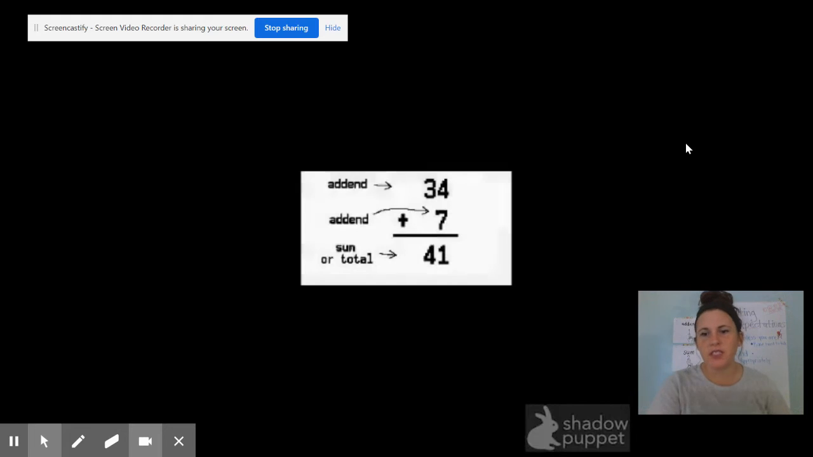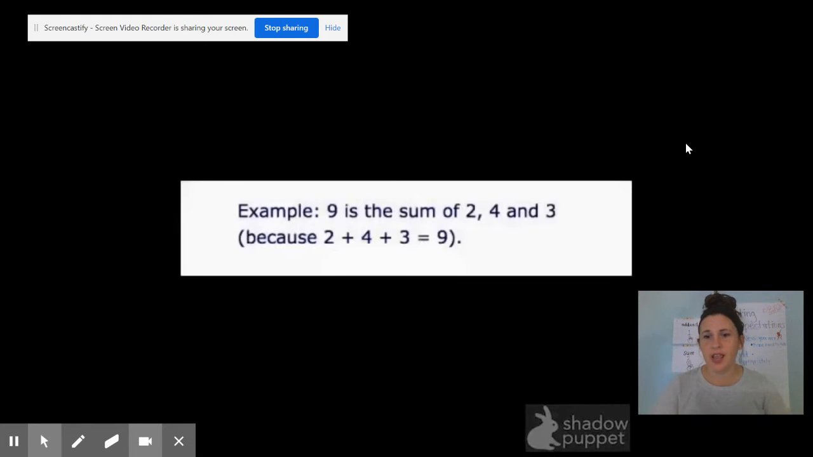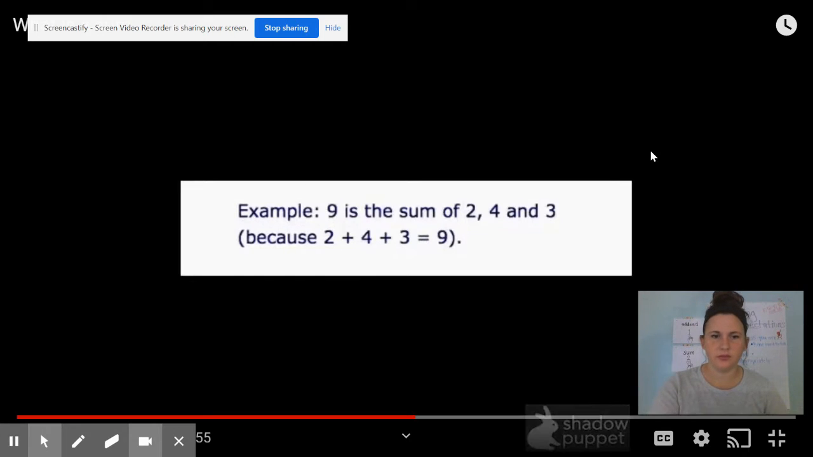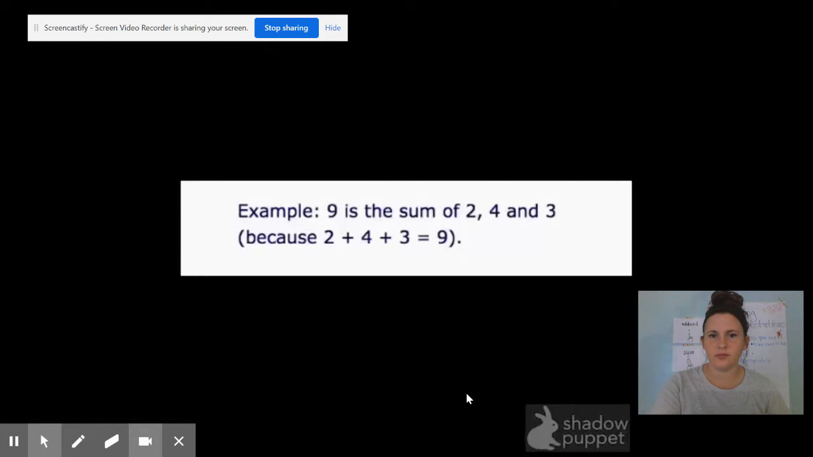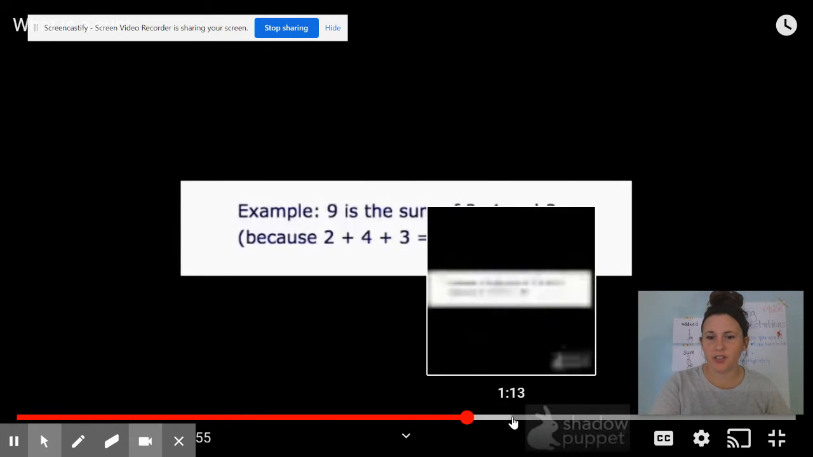Sum is just a fancy word for answer. Ooh, this one's up and down. Doesn't matter how big your answer is. Your answer could be 0, your answer could be 237. The answer is the sum, no matter what number it is. 9 is our answer, so it is the sum.